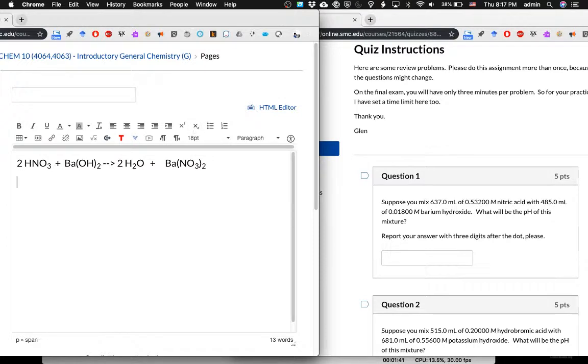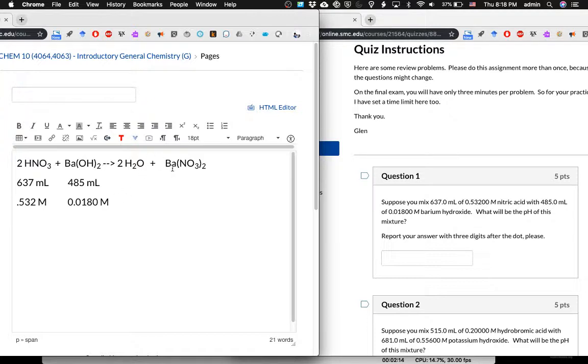That's what I need. Now, let's look at the data. Looks like I'm mixing some nitric acid with some barium hydroxide. So I've got some nitric acid. I'm going to write down what I have here. 637 milliliters, and it's 0.532 molar. And I've got some barium hydroxide. I've got 45 milliliters, and it is 0.0180 molar. Okay. So what's the pH?